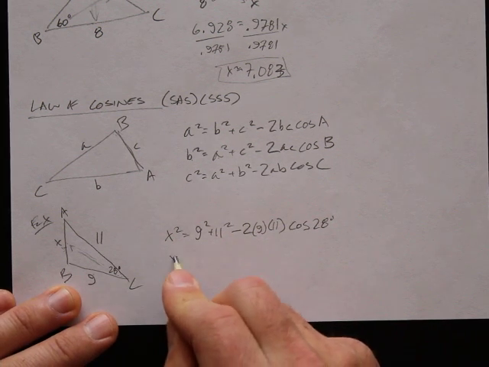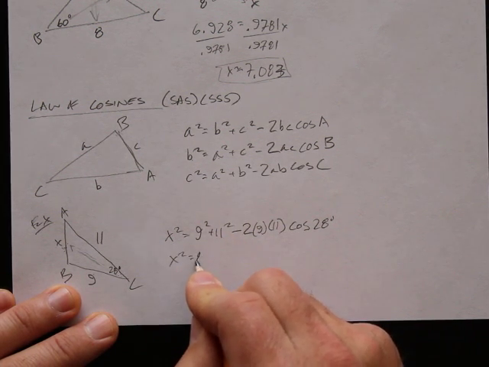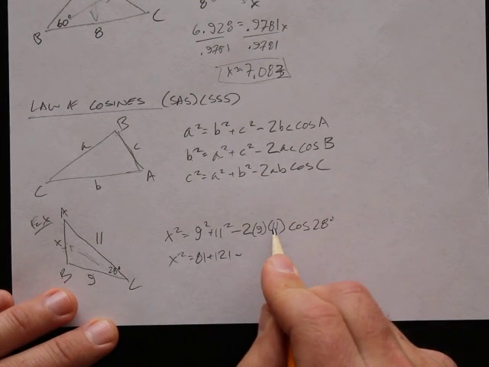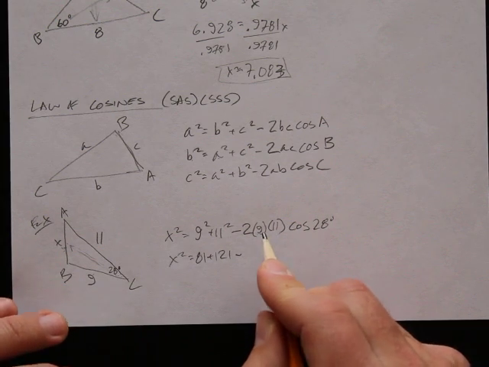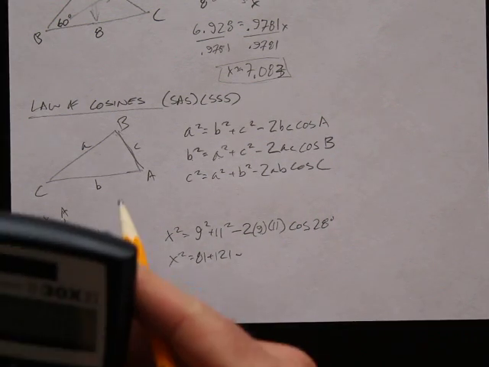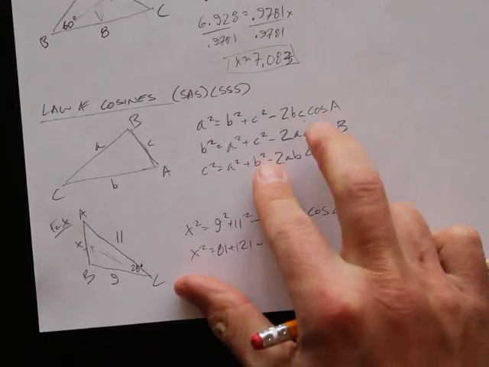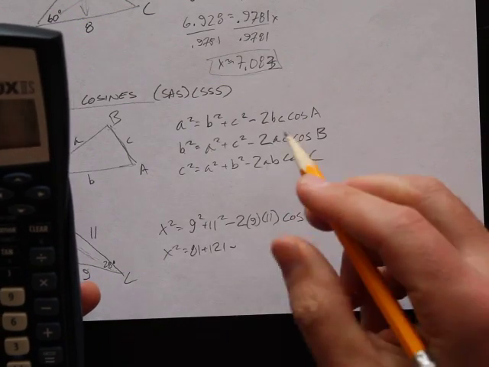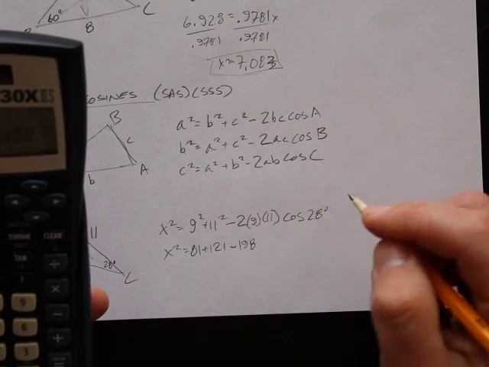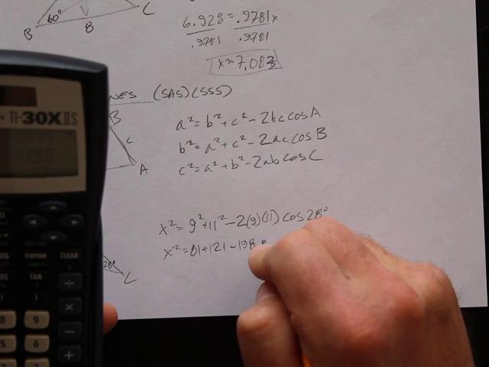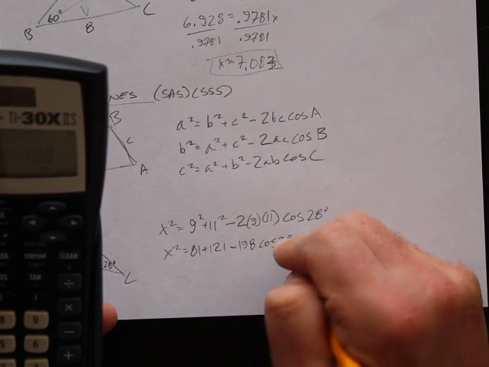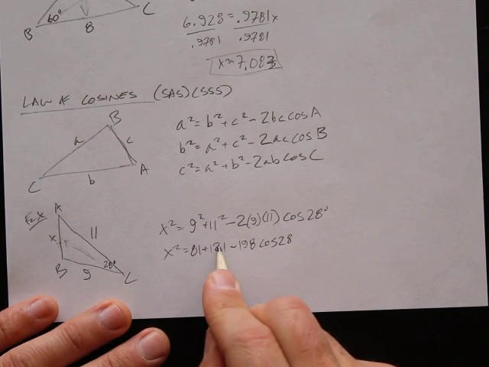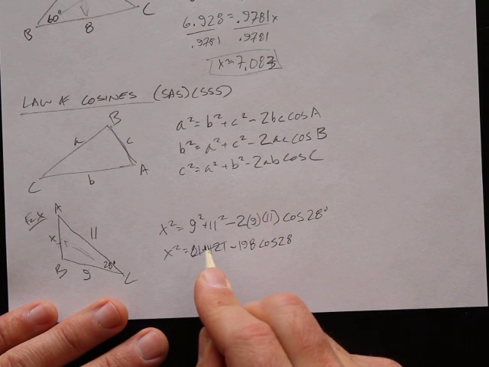All right, so now we just need to simplify. x squared equals 81 plus 121 minus 2 times 9 times 11. I'm just going to put it in the calculator. 2 times 9 times 11 will get me 198 times cosine of 28. I'm just going to leave cosine of 28 alone for a minute. I'm going to add these two together. This is going to get me 202, right?